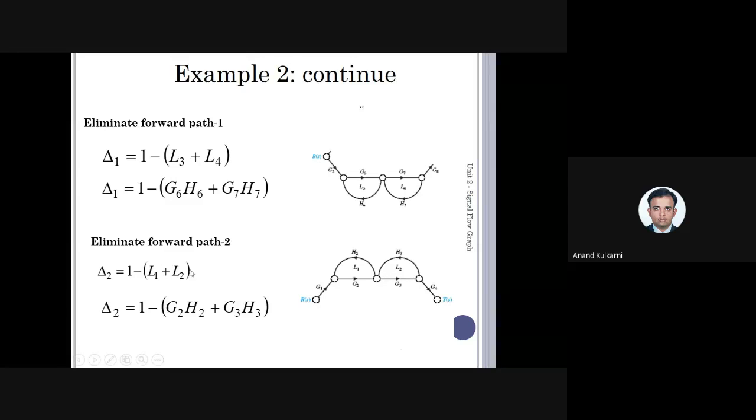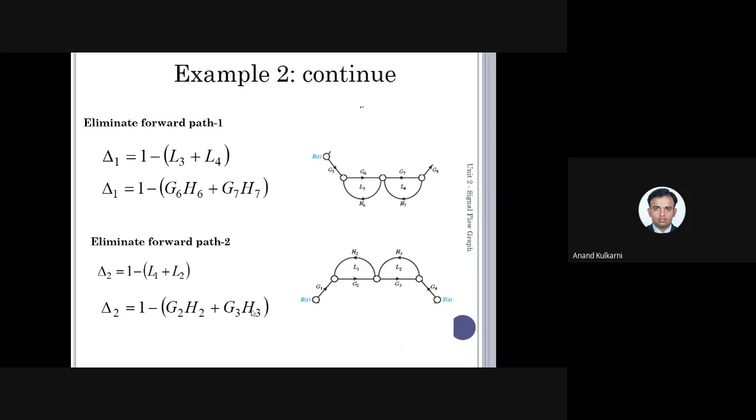So I'll have to write 1 minus the loop gains of those loops which are not touching that forward path. That is written here. For the first forward path, L3 and L4 are not touching. For the second forward path, L1 and L2 are not touching. So we have substituted this, and we have got the values of delta 1 and delta 2. We can directly substitute, because the P1 value is known, the P2 value is known, and delta 1 and delta 2 we have found out.